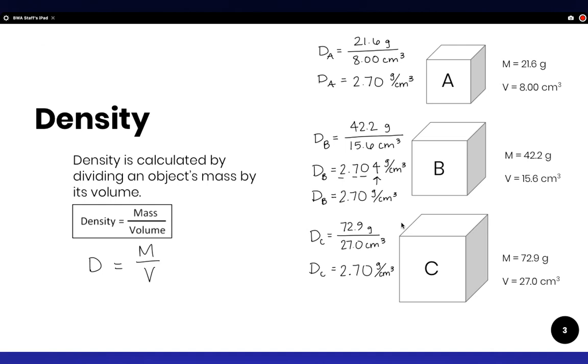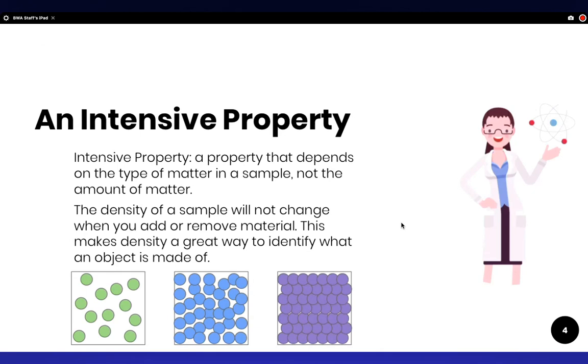Would you look at that? The density of block A is equal to the density of block B, which is also equal to the density of block C. So none of them are more dense than the other. They're all the same. And this is what I expected because density is an intensive property.